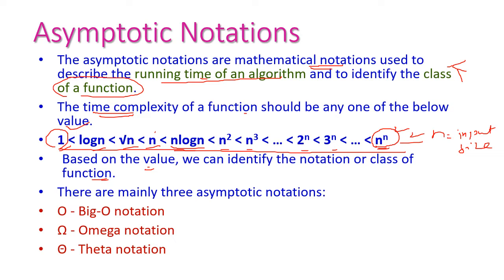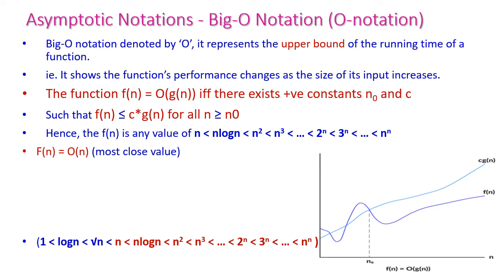So there are three asymptotic notations. The first one is big O notation, then big omega notation, and theta notation. Let us see these things in detail. First, let us see the big O notation. It is represented by capital O. It represents the upper bound of the runtime of the algorithm, the runtime of the function.